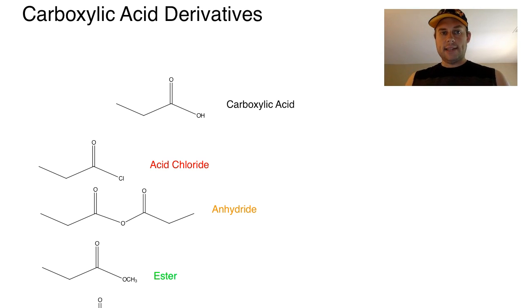Carboxylic acids are a type of functional group that are mildly acidic in comparison to stronger acids like hydrochloric acid or sulfuric acid, things of that nature. Carboxylic acids have an entire set of derivatives that we tend to study towards the end of Organic Chemistry 2. The primary derivatives are acid chlorides, sometimes referred to as acid halides, although chlorides tend to be the most common ones. We have anhydrides, esters, and then amides. Those are the primary derivatives that come from carboxylic acids.